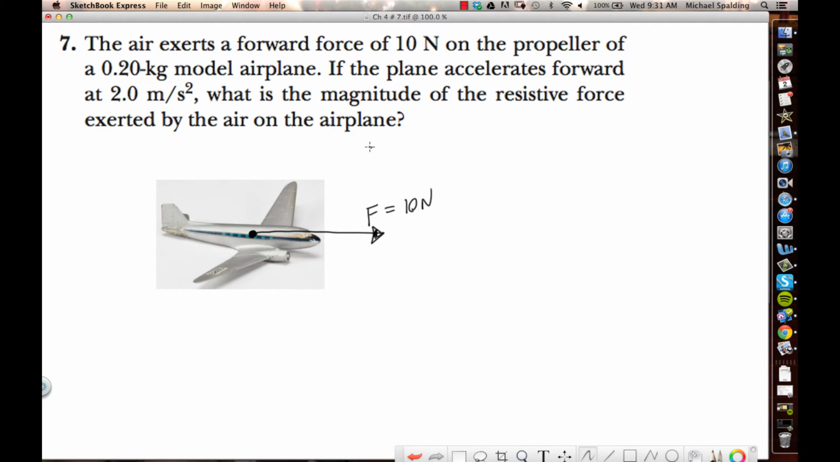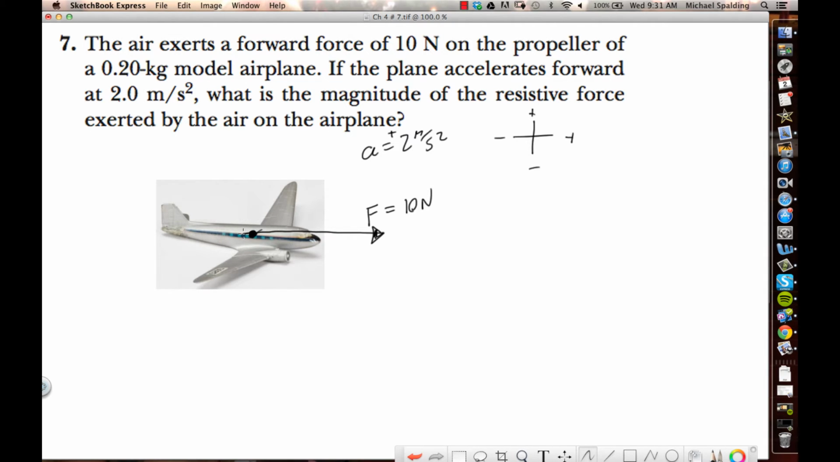So let's write that down. a equals 2 meters per second squared. Positive. What does positive mean? To the right. Our sign convention is plus, minus, plus, minus. All right. What is the magnitude of the resistive force exerted by the air on the airplane?